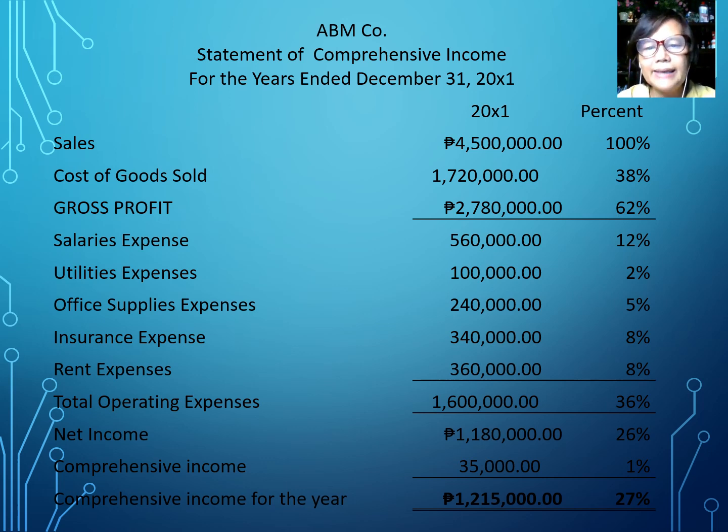If you're going to divide 2,780,000 divided by 4,500,000. Okay. When it comes to salaries expense, it is 560,000 over 4,500,000. The percent is 12%. When it comes to utilities expenses, it is 100,000 over 4,500,000, it is 2%. Then 240,000 divided by 4,500,000 is 5%. And then so forth and so on.